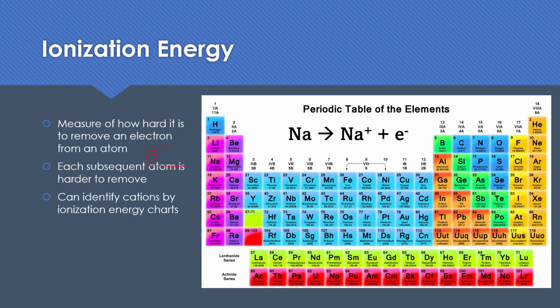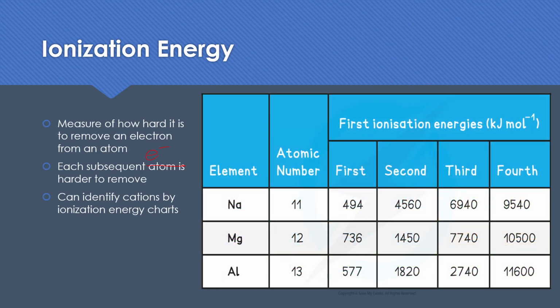And based on the ionization energies, you can actually figure out what the cation charge is, because at a certain point, you will see a huge jump between one electron and the next electron. Based on that jump, you can tell what the charge is. So let's look at a couple of elements. We have sodium, magnesium, and aluminum. We know sodium usually goes to +1, magnesium goes to +2, and aluminum goes to +3.